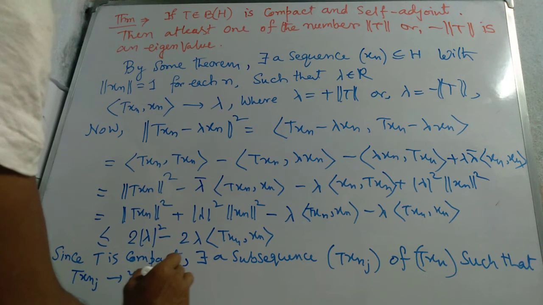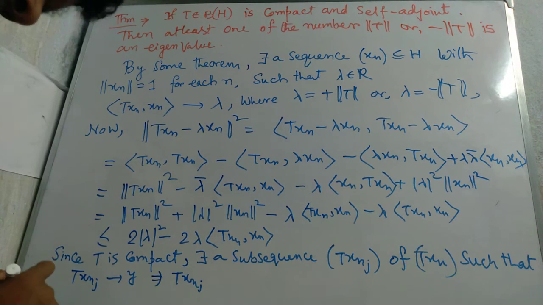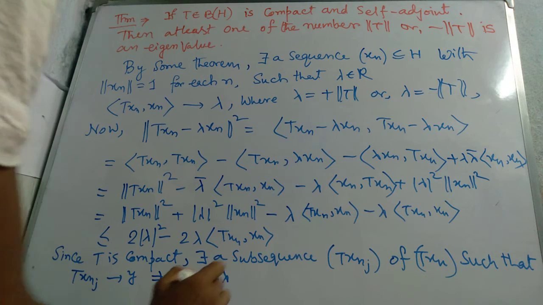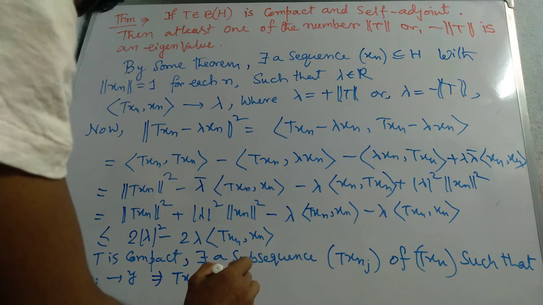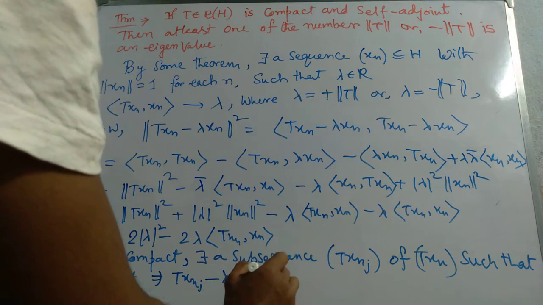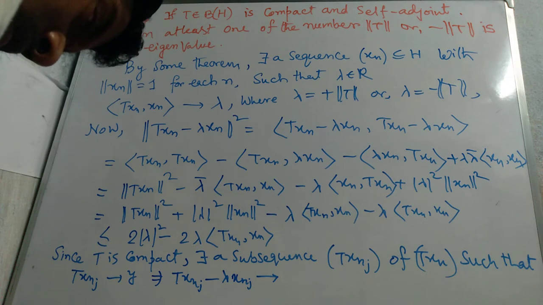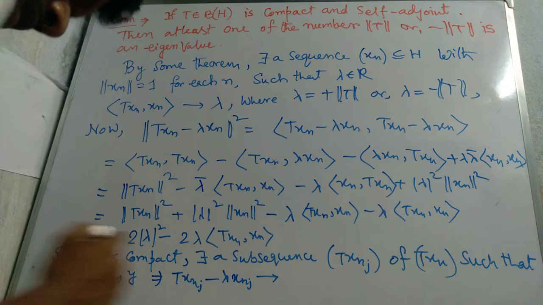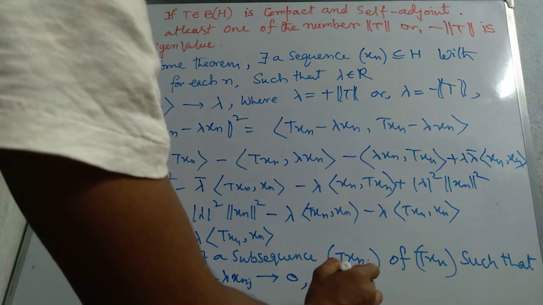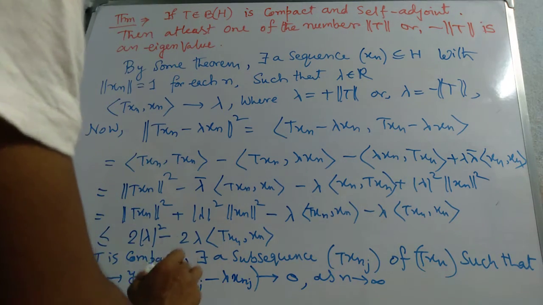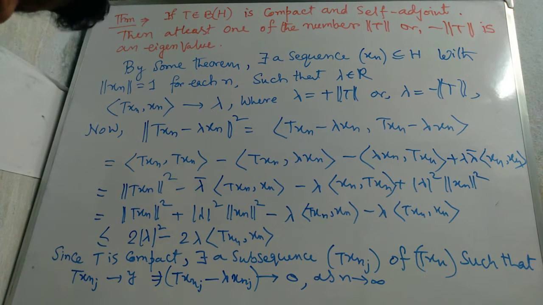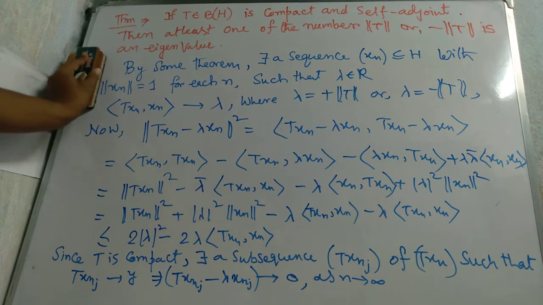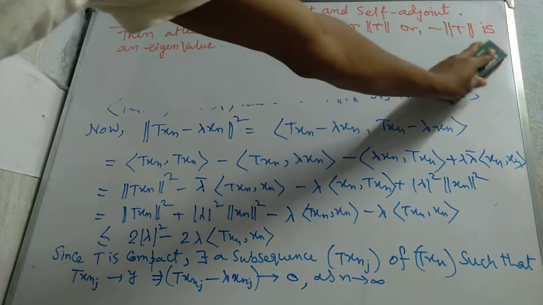So this implies Tx_nj difference lambda x_nj converges to 0 as n tending to infinity. Tx_nj difference lambda x_nj converges to 0 here as n tending to infinity. So we erase this portion.